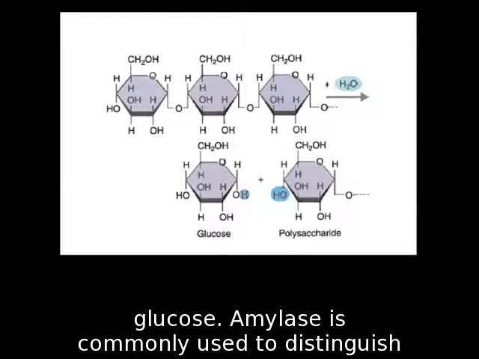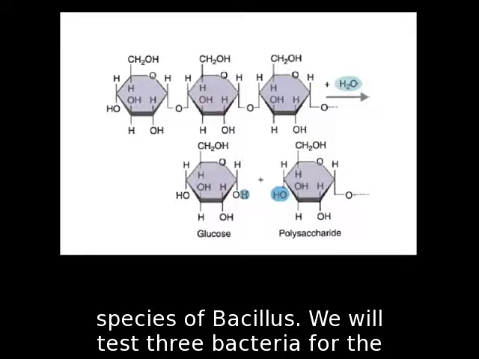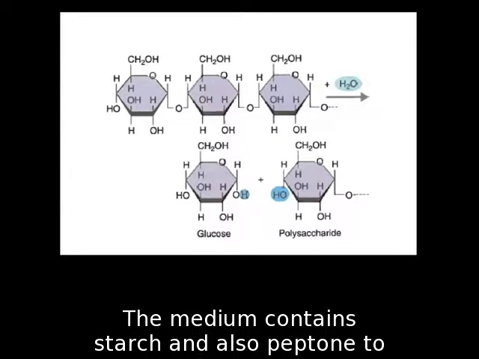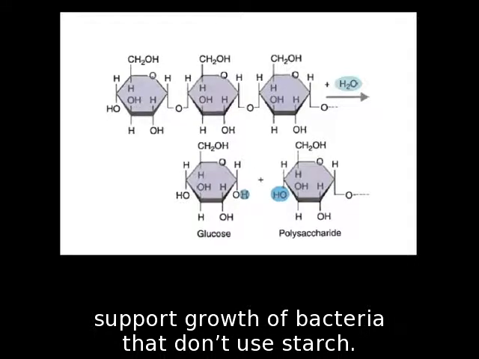Amylase is commonly used to distinguish species of bacillus. We will test 3 bacteria for the production of amylase using a starch agar plate. The medium contains starch and also peptone to support growth of bacteria that don't use starch.